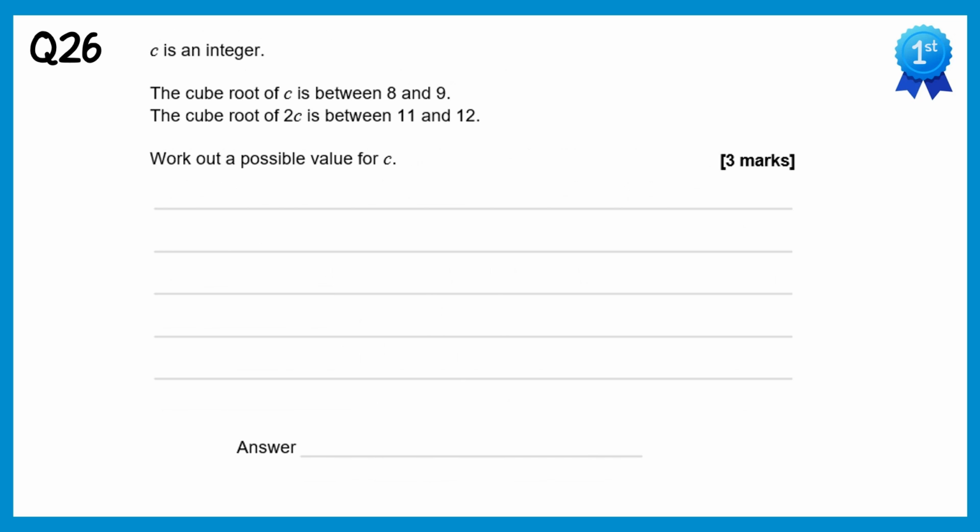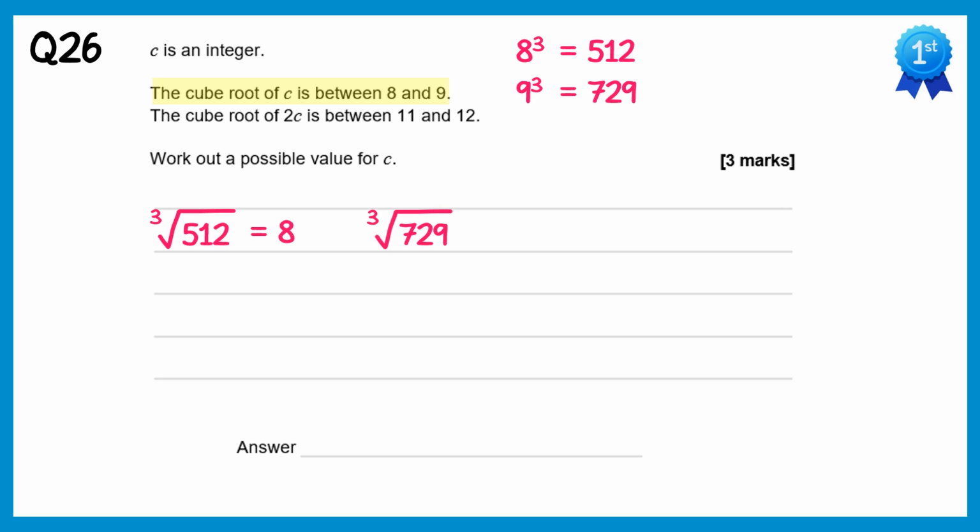In this question, we're told the cube root of c is between 8 and 9. If you do 8 cubed, you get 512. If you do 9 cubed, you get 729. This means the cube root of 512 is equal to 8, and the cube root of 729 is equal to 9. We want the cube root of our number to be in between 8 and 9, so the number must be between 512 and 729. For example, the cube root of 550 gives you 8.1932 and so on, which is in between 8 and 9.